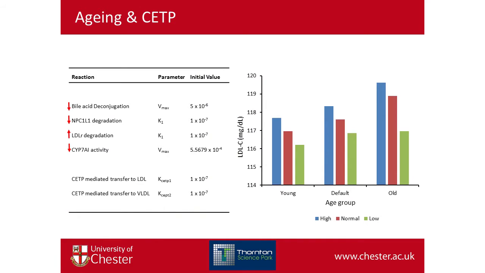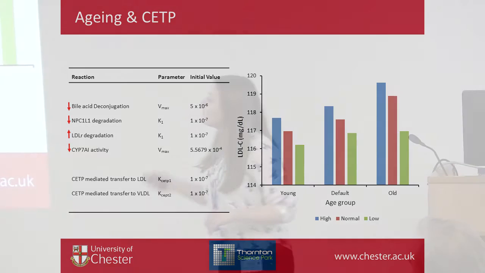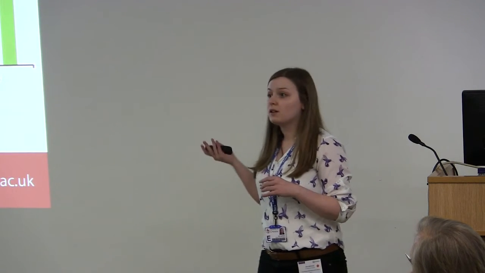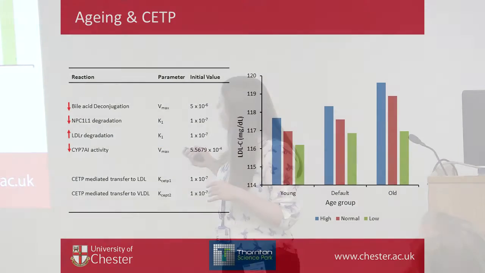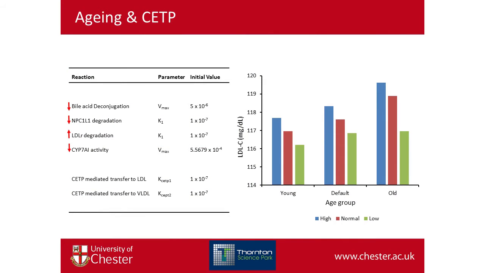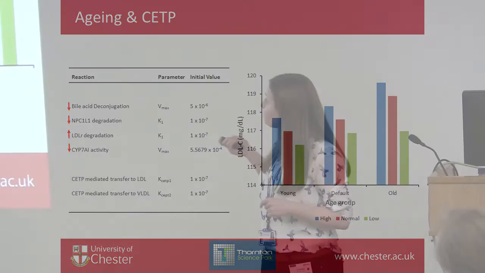So CETP is one of the enzymes involved in reverse cholesterol transport, and it takes cholesterol from HDL to LDL, bad cholesterol. And there's a genotype that's seen quite often in people exhibiting longevity, and they have low CETP. So we managed to show that and reflect that: these samples here with low CETP activity have less cholesterol or LDL than those with high CETP activity. And you can see with age, the LDL increases as well.